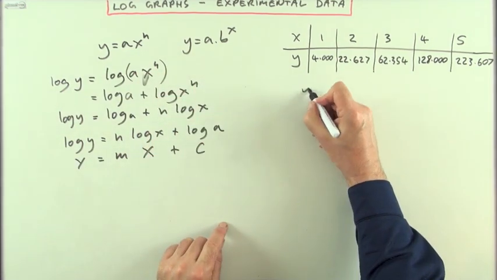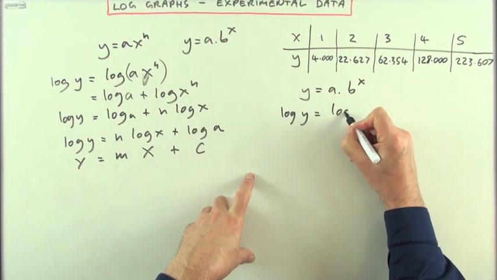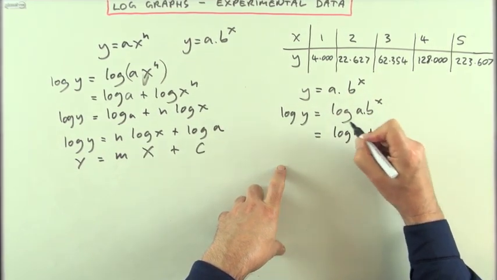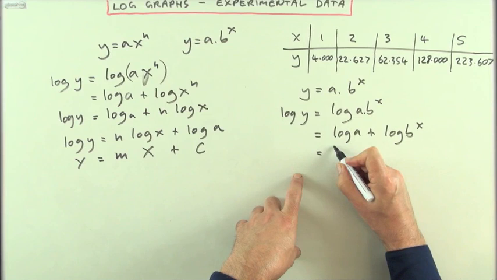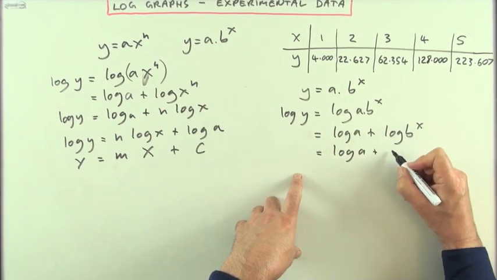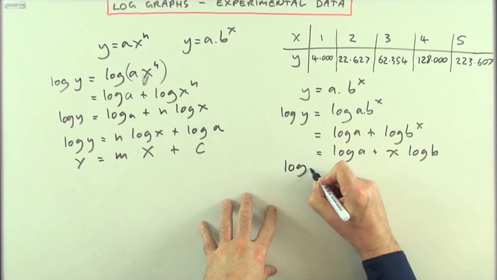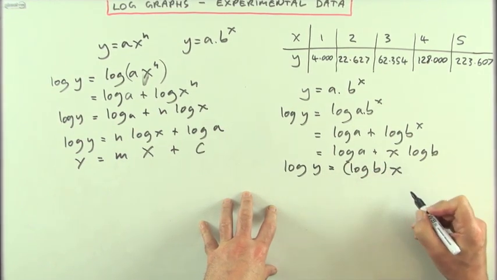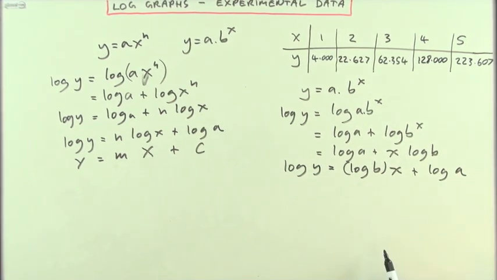If it were the other one, if I start with y equals a times b to the x and take the logs of both sides, same principle would apply. I've got a product, so I can separate them into the sum of the logarithms of the two factors that make up that product. And when I've got a power, I can pop that out, so I've got x times log base 10 of b. So again, I've got log y equals, but this time it's log b, which is the power, which will give the power x plus log 10 of a, which is again a linear equation.